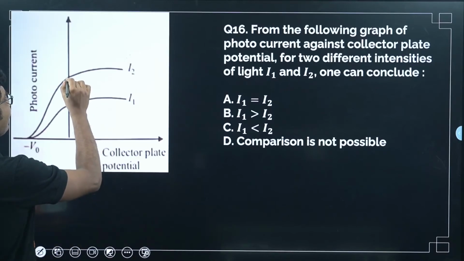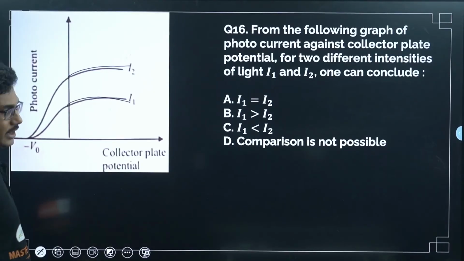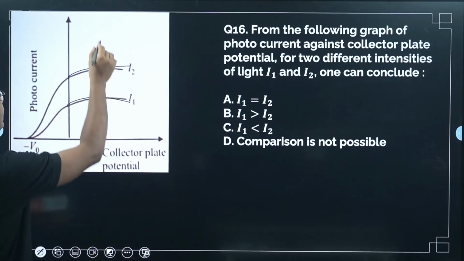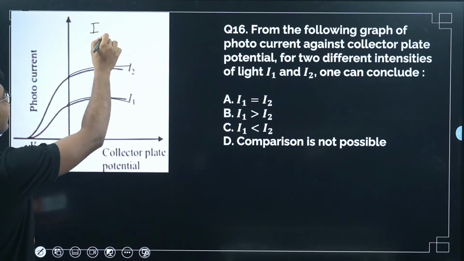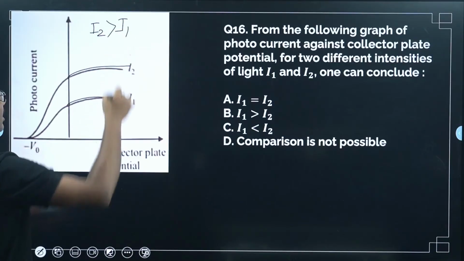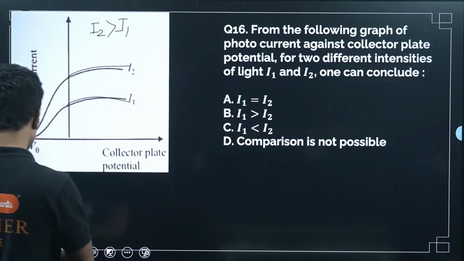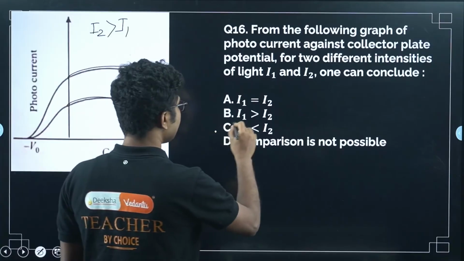Okay, now this is giving a higher saturation current, this is giving a lower saturation current, right? So higher saturation current means intensity must be greater. So I2 must be greater than I1. So here they have given I1 less than I2. So the correct answer is option C.